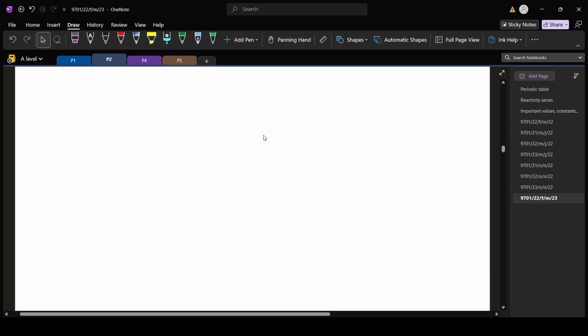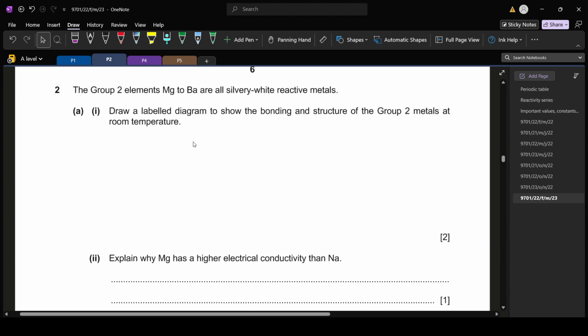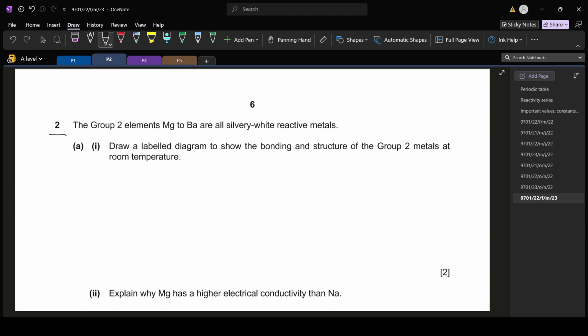Now moving towards next question number 2. The group 2 elements magnesium to barium are all silvery white reactive metals. Draw a labelled diagram to show the bonding and structure of the group 2 metals at room temperature. So group 2 metals are metals, and in metals you have metallic bonding, so you have to show the metallic bonding like this.